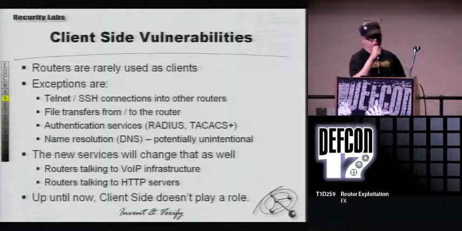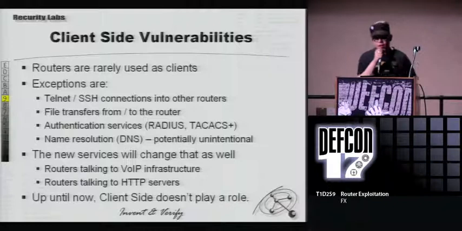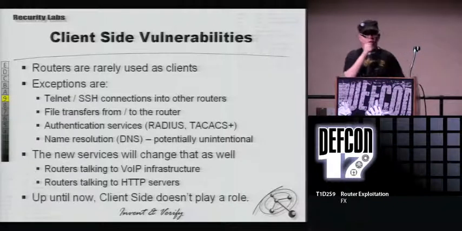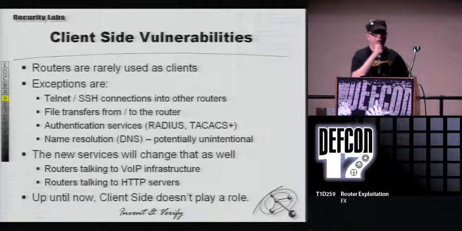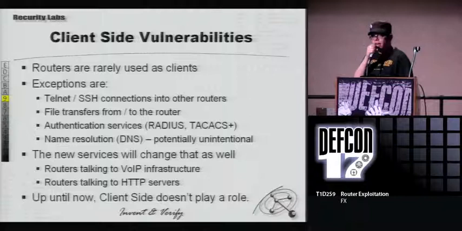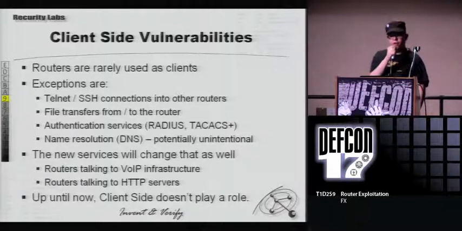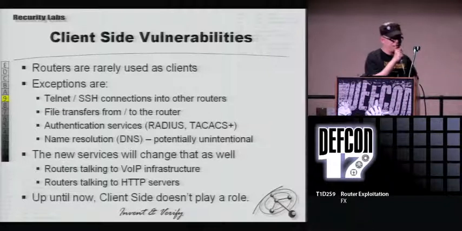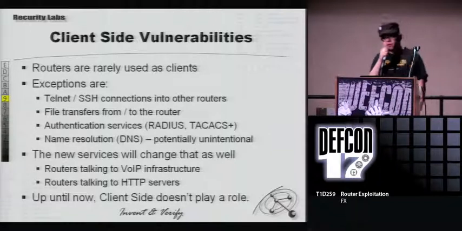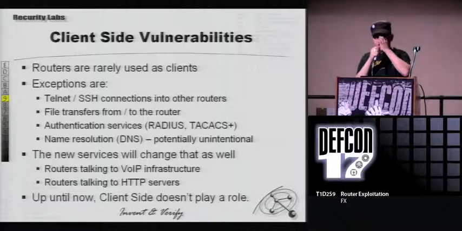Client-side vulnerabilities actually play absolutely no role on Cisco, because Cisco's are not used as a client. There are notable exceptions, like if you type in a command that it doesn't know, and you didn't explicitly tell it to not do NS lookups, like name server lookups, it will actually broadcast a DNS request to the local subnet. Whoever answers is correct. That is not smart. But the new services I was just talking about will change that as well, because they will actually make the router a client because it's doing HTTP requests.